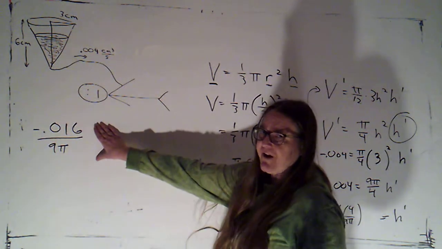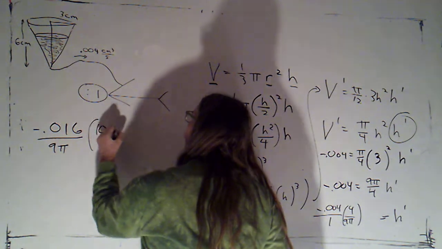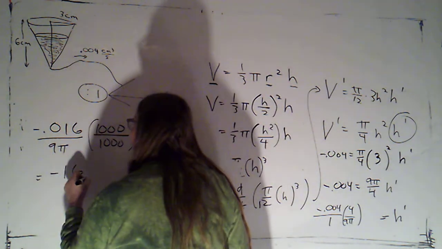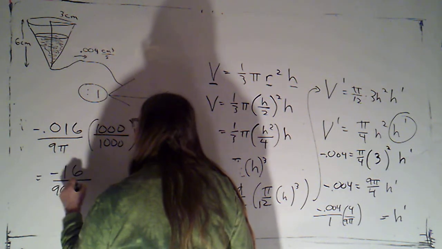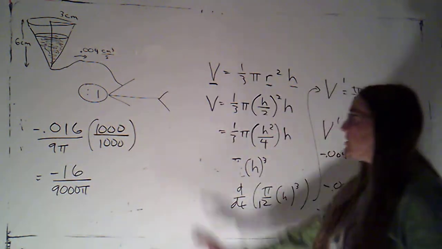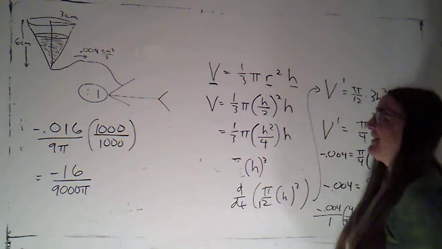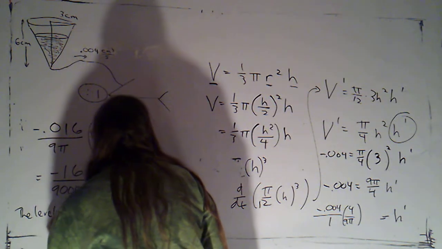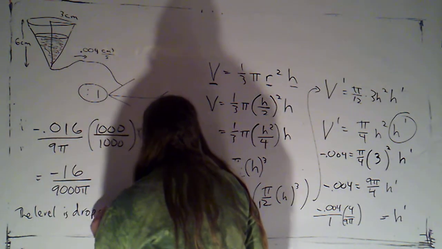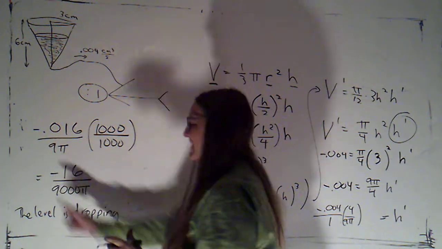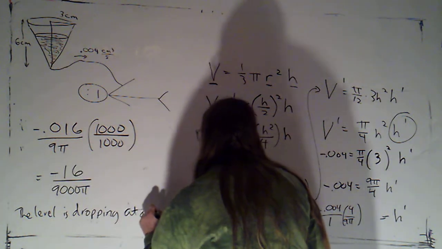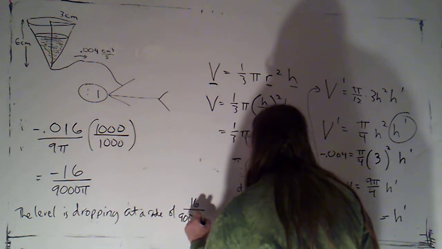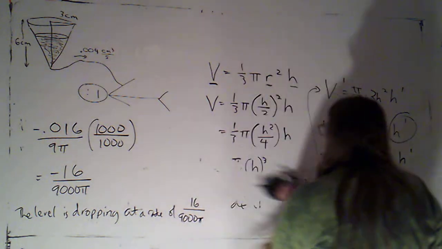Again, I don't want to mix fractions and decimals, so I'm just going to multiply by 1 in the form of 1,000 thousandths. That's going to give me negative 16 over 9,000 pi. Okay, so that's h prime. That's the math answer. And then I can say the level is dropping. And the word dropping accounts for that negative sign at a rate of, just give the absolute value, 16 over 9,000 pi, and then I want to state the units.